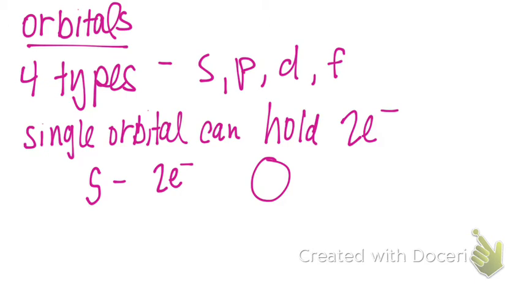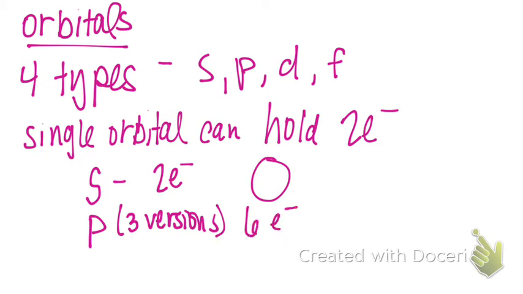Okay, the p orbitals are next. There are 3 versions of the p orbitals. We're going to see that here in a little bit. That means they can hold a maximum of 6 electrons. They look like a little dumbbell shape, and there's 3 of them, so it ends up looking like this kind of flower around the nucleus. You have the shapes in your notes, in your slides, in a couple here, so you'll be able to see them more clearly. But the p orbitals can hold a maximum of 6.